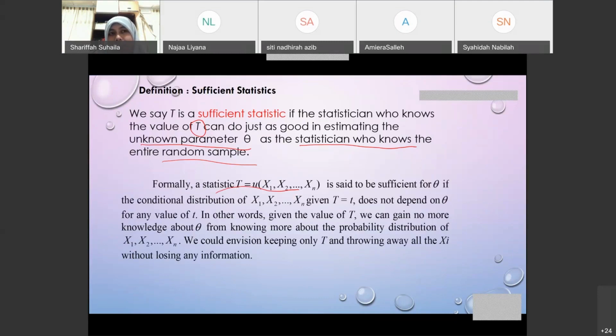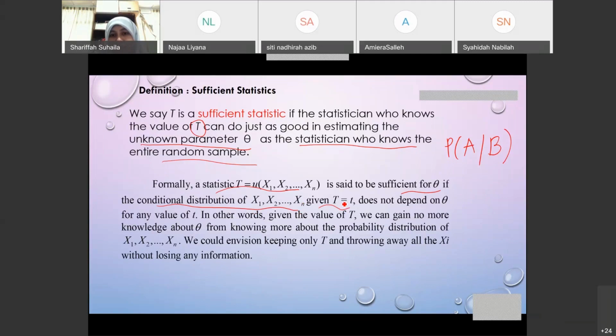So we have a statistic T, which is a function of your random sample, said to be sufficient for the unknown parameter theta if we have a conditional distribution. Conditional, you understand, right? Let's say you have conditional probability. That means you have A given B, meaning your event B has already occurred, and you want to find the probability of A given B. The same thing here: the conditional distribution of your X1, X2, Xn given your T.